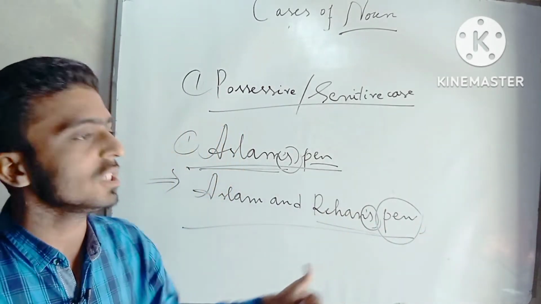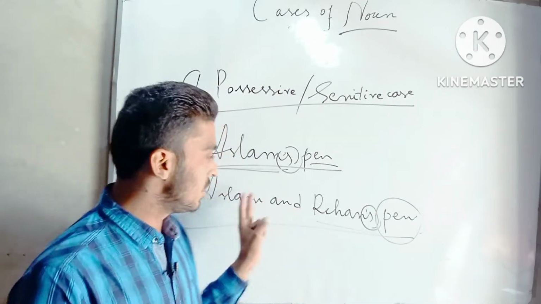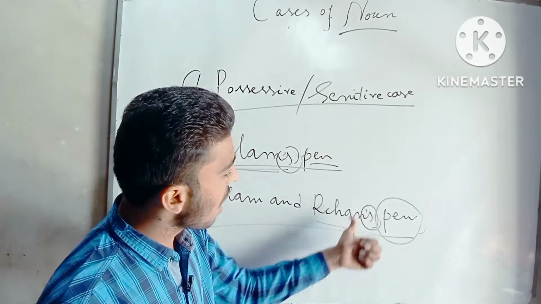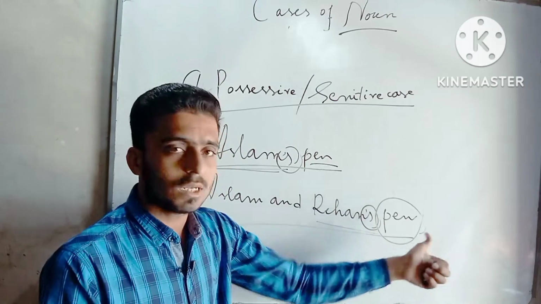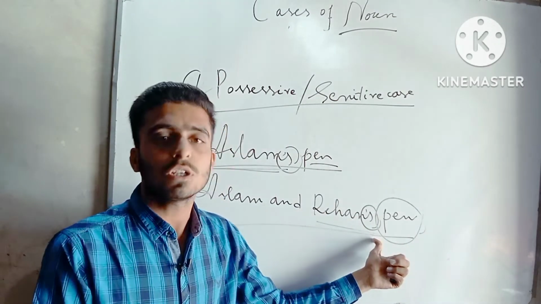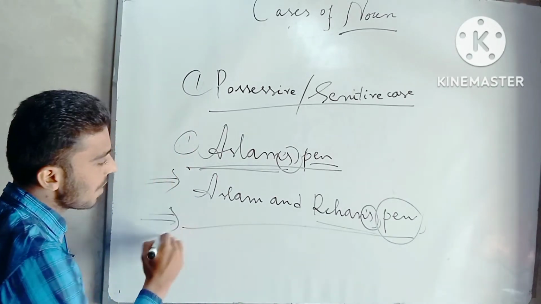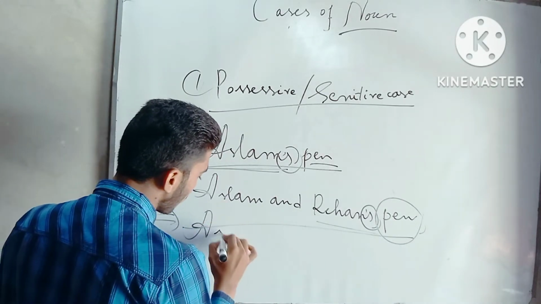So whenever we want to show this kind of position, where there are two nouns and they have one thing in common, we give the apostrophe and s after the second noun which we mention in the sentence.